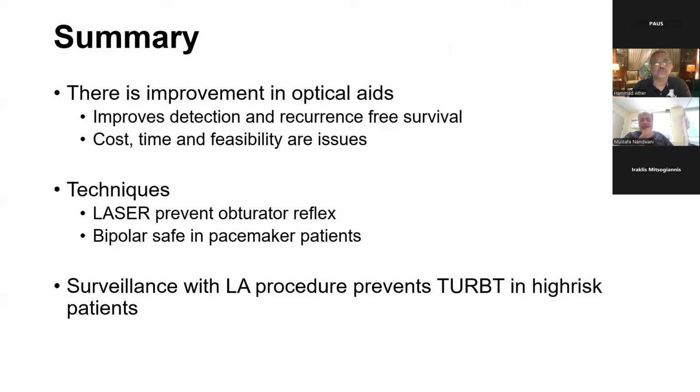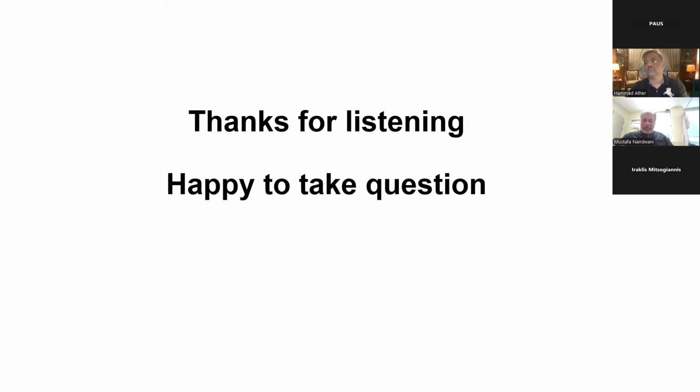Surveillance with local anesthetic procedures prevents TURBT in high-risk patients, and this is gaining in popularity. And currently, laser sizes are becoming smaller. Specifically for TULA purposes, there are carbon dioxide lasers which are almost laptop bag size, and they can be plugged in with normal plugs, and that's an advantage compared to the bigger lasers. I think here I will stop my talk, and I'm happy to take questions.